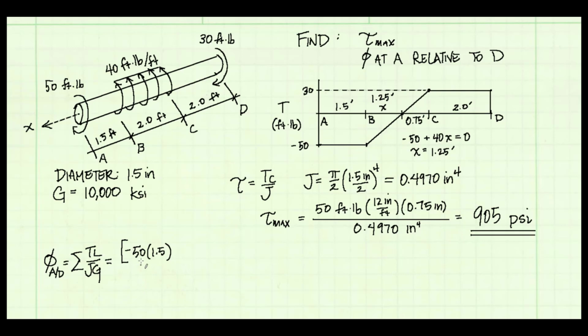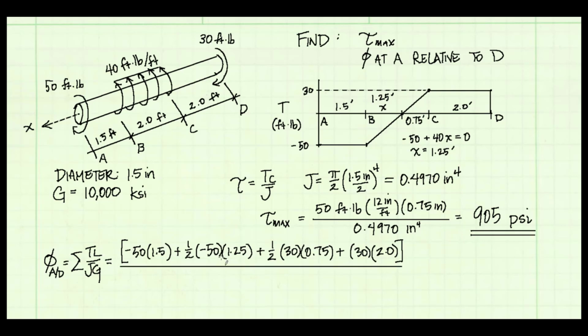From A to B, the area is negative 50 foot-pounds times 1.5 feet. Next we have the triangle that starts at point B. The area under that triangle is 1/2. The height is negative 50. Make sure you get the sign in correctly. And the length is 1.25 feet. The next area is the triangle that goes up to C. Its height is positive 30, and its length is 0.75, multiplied by 1/2 because it's a triangle. And the last rectangle is from C to D, 30 foot-pounds tall, 2 feet long.